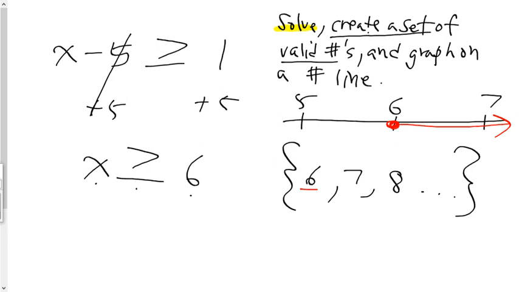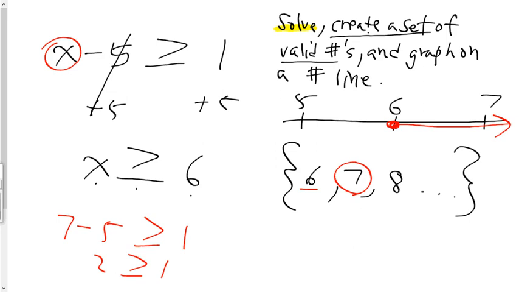Now, there was one thing I said that you should have probably done, and in hindsight, I'll do it next time. Take one of these values, any one of them, and substitute it into your equation here. So 7 minus 5 is greater than or equal to 1. Is that true? Well, 2 is greater than or equal to 1. Is that true? Yes, it is. So 7 is a value that maintains the inequality.